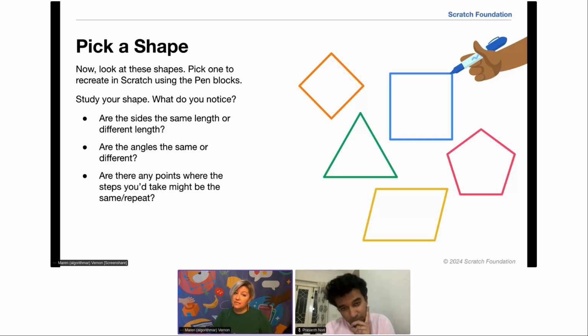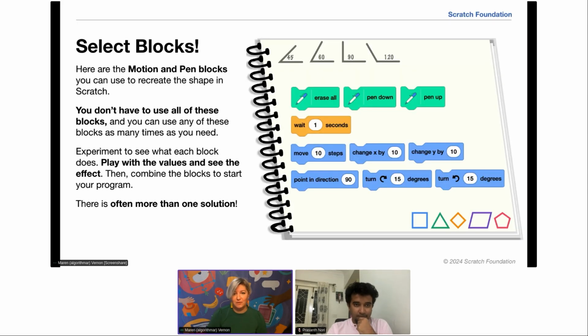Are the angles the same, or are they different? Are there any points where you might be repeating similar steps over and over? It's worth taking just a couple of minutes with your learners to decompose this shape and make some observations about it. Of course, with our limited time here, I'm going to move us along a little bit faster than I would in a classroom.